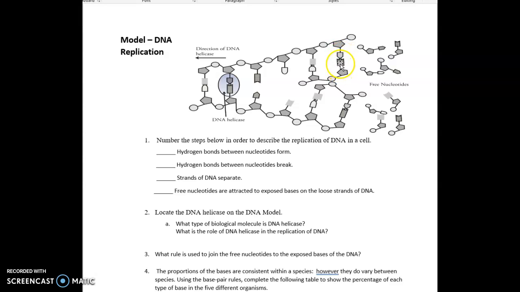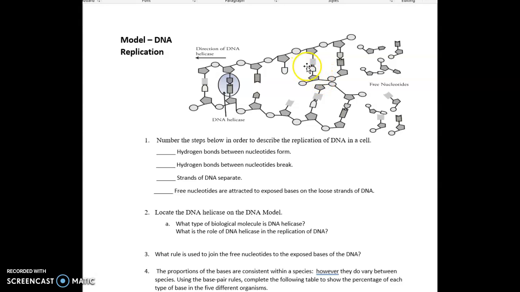And it's been hooked up. You can see those two lines. Well, those two lines are representing those hydrogen bonds. So we have 2 here, we have 3 here. So we know that these nitrogenous bases have to be A and T, and these nitrogenous bases have to be C and G because of the number of hydrogen bonds, right?